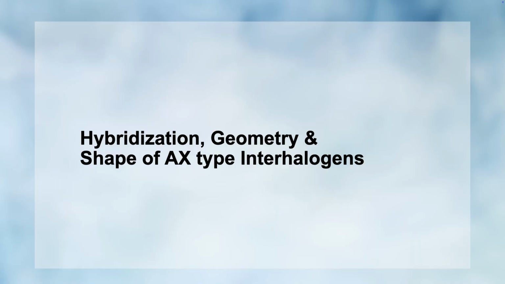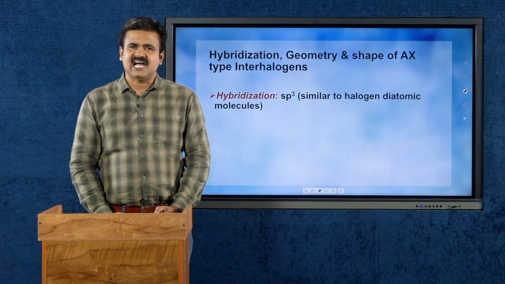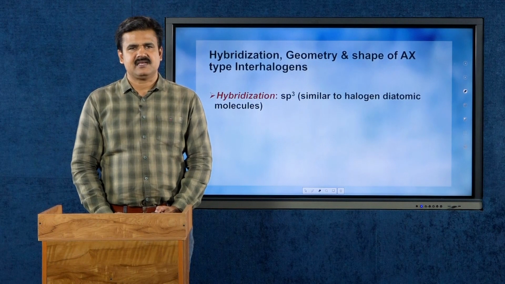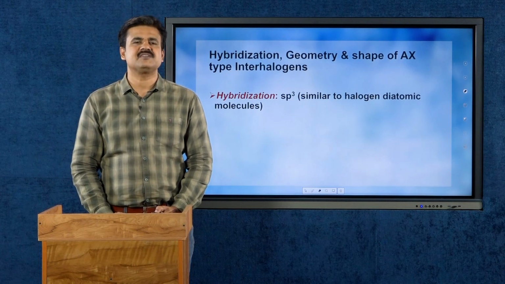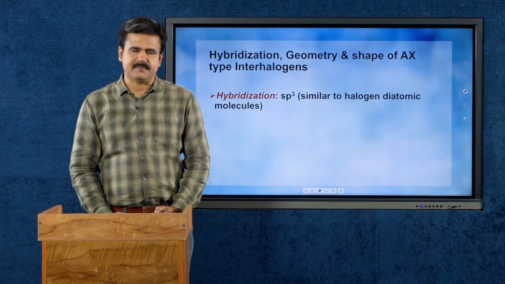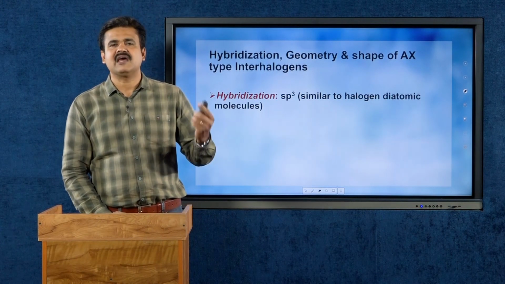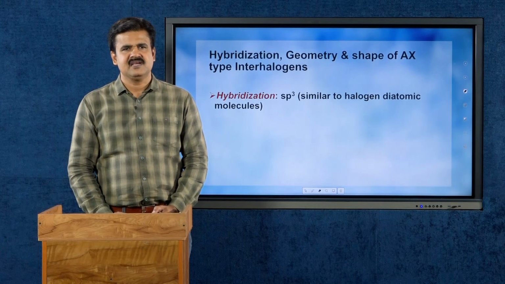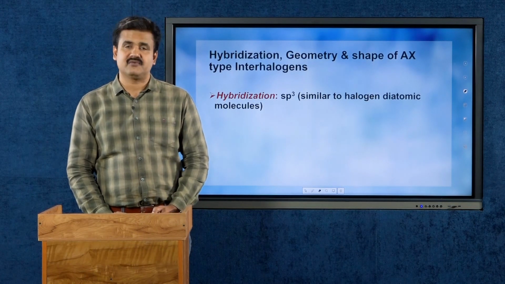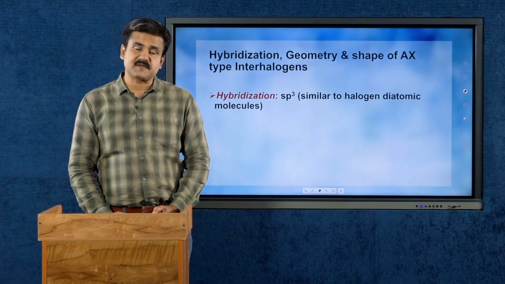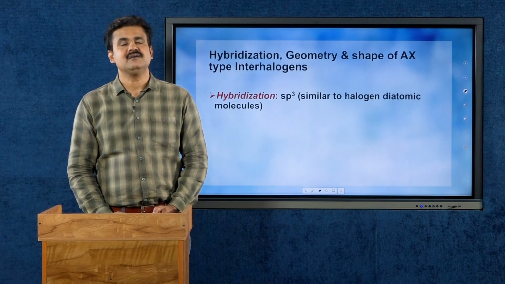Hybridization, geometry and shape of AX type interhalogens. The hybridization is sp3. That is, in AX type interhalogen, the central atom A depicts sp3 hybridization. This is similar to halogen diatomic molecules. The hybridization of sp3 with respect to the central atom A can be proved by taking the expression for finding out hybridization from the molecular formula.